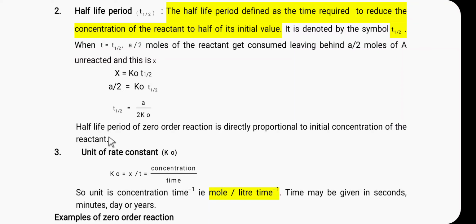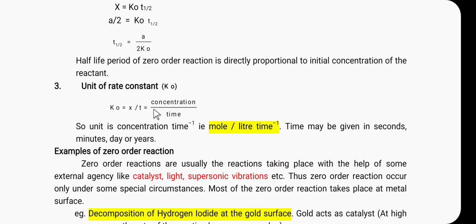and from this expression we can say that the half life period of a zero order reaction is directly proportional to the initial concentration of the reactant. And the last point, that is the unit of rate constant k0. So, here the expression of velocity constant for the zero order reaction, k0 is equal to x by t, and all of you know that x is the concentration term, t is the time. So, here the concentration divided by time.